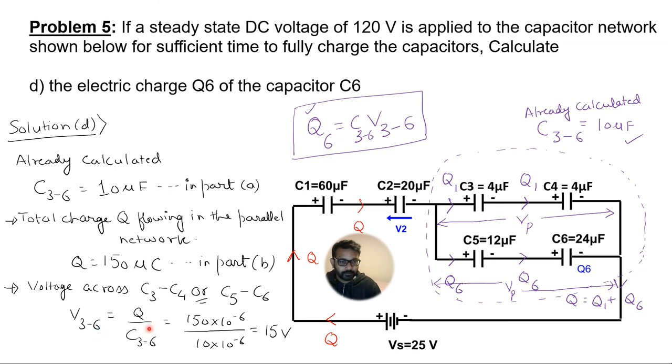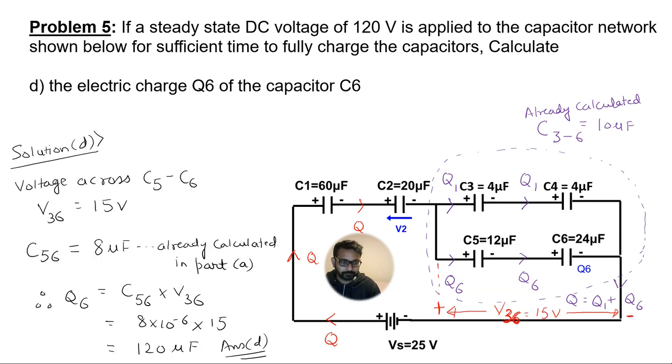V3-6, as I have mentioned, comes out to be Q, the charge which is flowing, divided by C3-6, the equivalent capacitance. Substitute these two values which you have already calculated, and if you do the calculations properly, you should end up getting 15 volts. So we have calculated this voltage drop across C5 and C6. Mainly we are concerned with C6 here. Okay, so we have calculated this voltage.